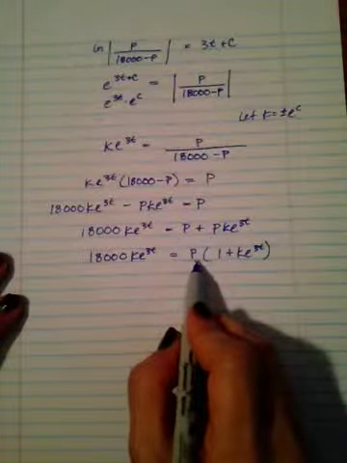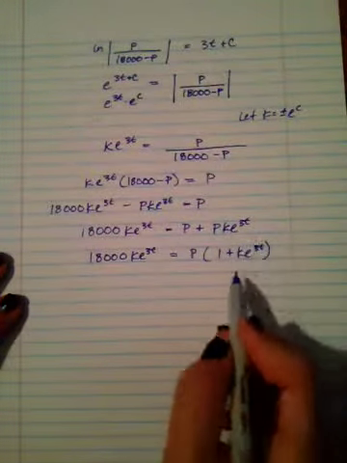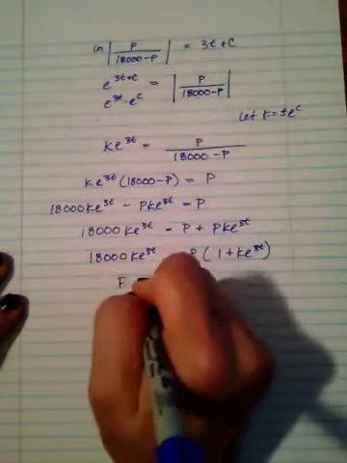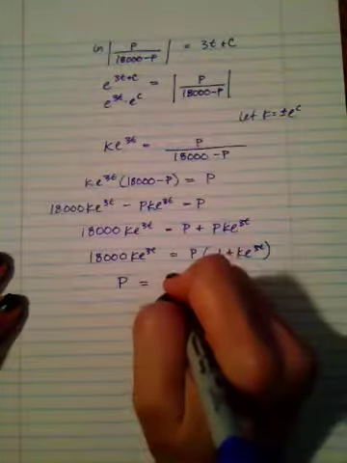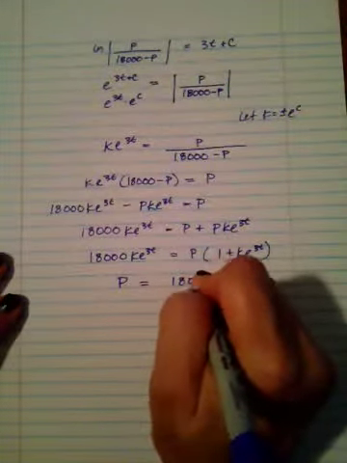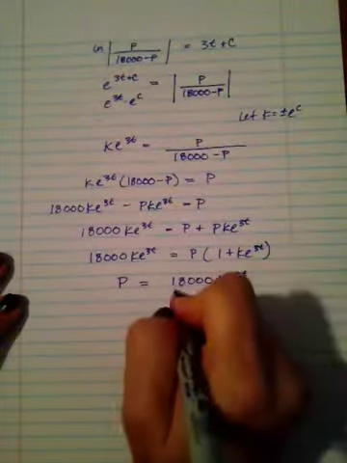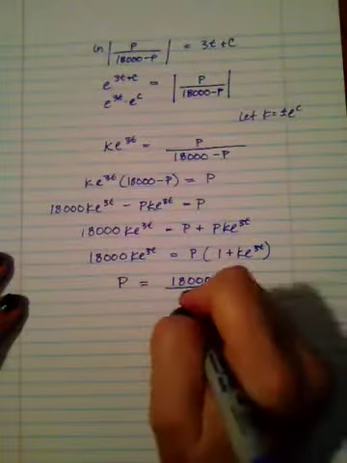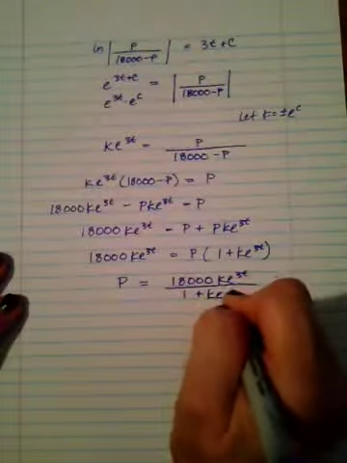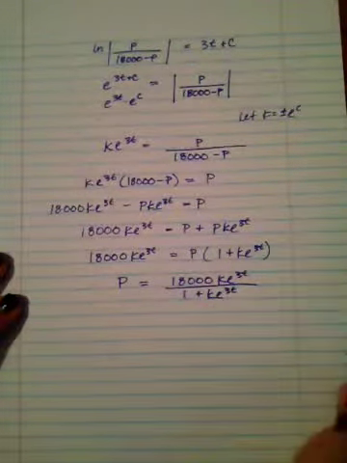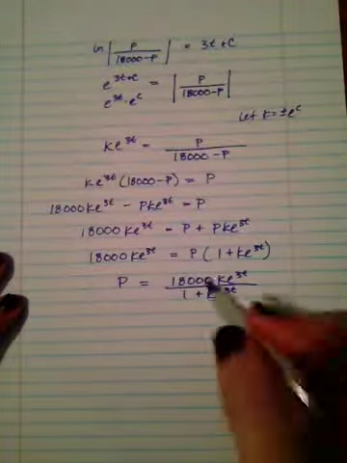So to solve for p, I'm going to very simply divide by this on both sides. So I'm going to write it with p on the left equals 18,000 k e to the 3t over 1 plus k e to the 3t. And that is the logistic differential equation solved for p.